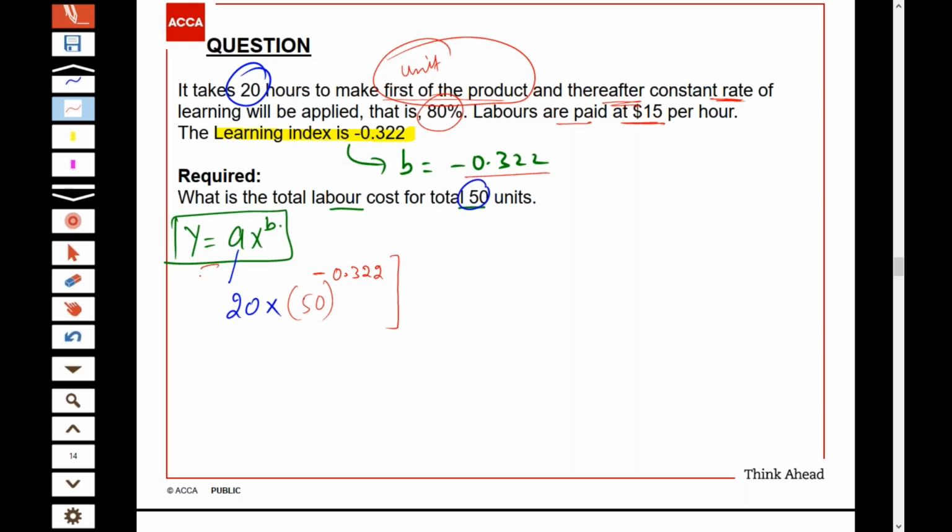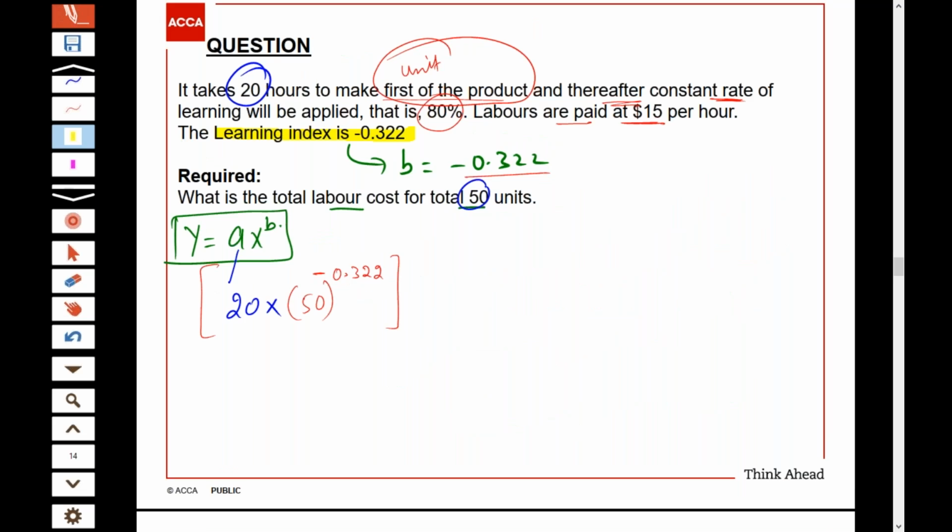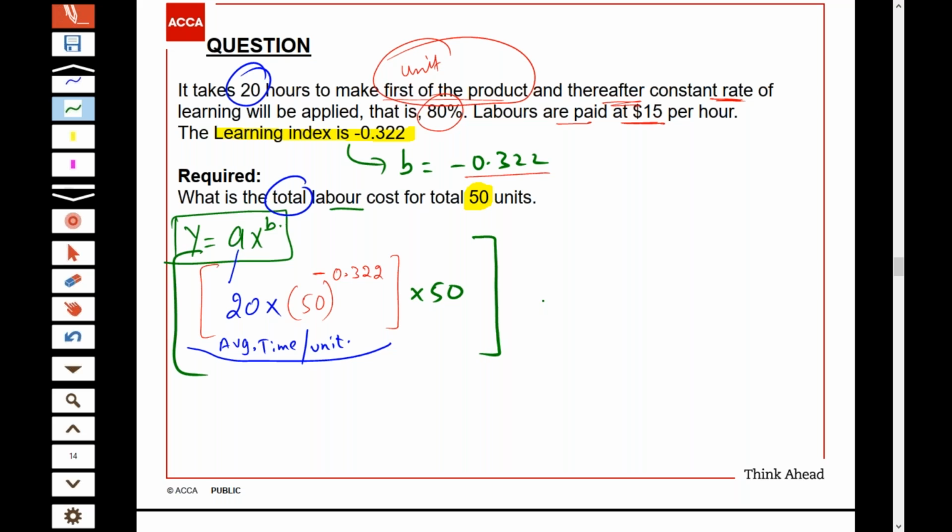Now students, whatever answer I receive is known as the cumulative average time per unit. Remember, per unit. So I am writing that this is the average time per unit. And how many total units are there? Total units are 50. So at the end you will need to multiply it by 50, and it will give you the total time.